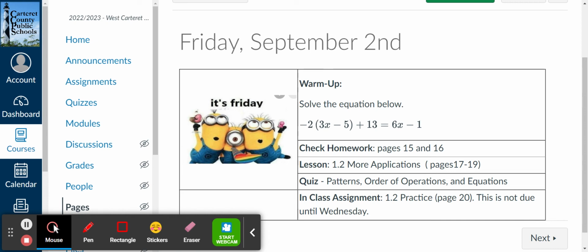So when I look at example 19, it says I'm finding the sum of 3 consecutive integers. So if x is the first integer, what expression do I use to represent the second integer? These are consecutive, in a row.